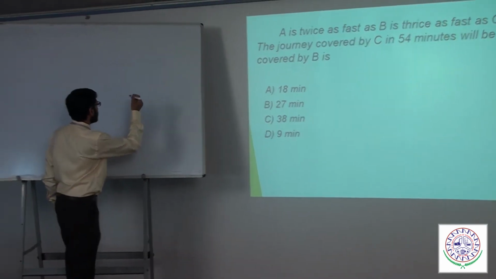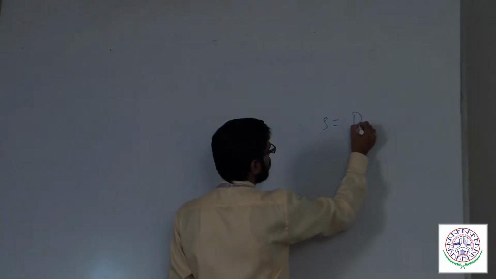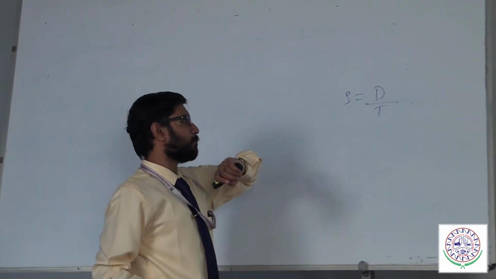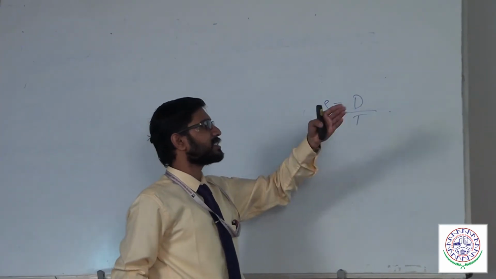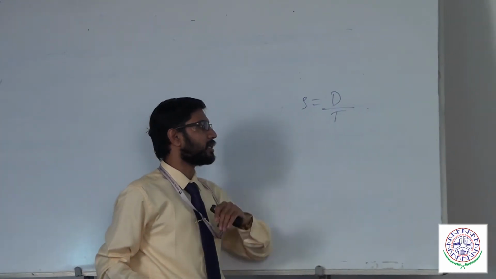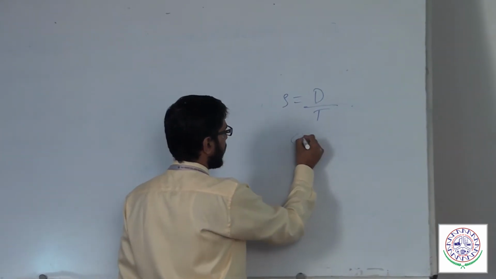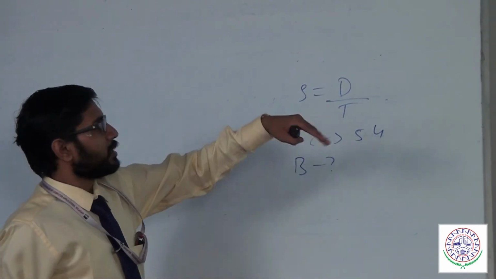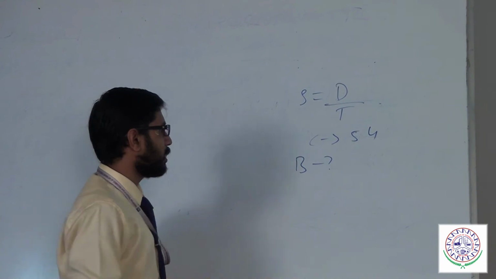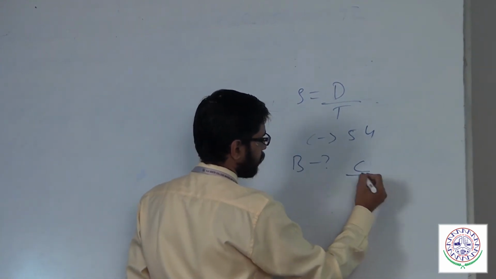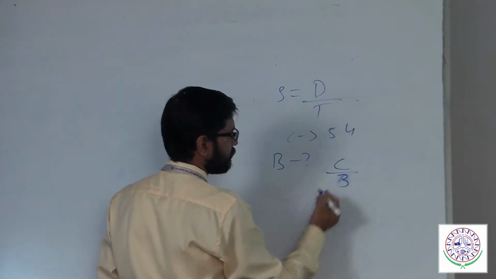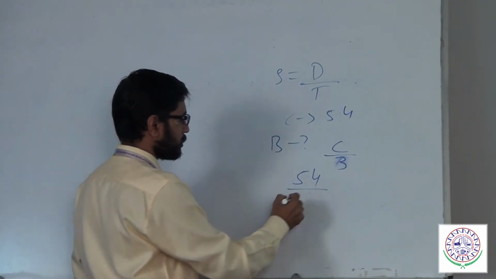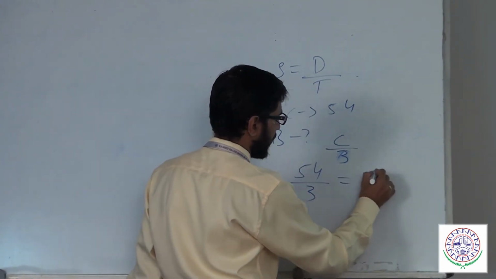There is a formula: speed is equal to distance upon time, and we need to apply this. Since this is very simple, if C takes 54 minutes, how much time will B take? Since B is thrice as fast as C, the time will be C's time divided by 3. So this will be 54 by 3, which comes out to be 18.